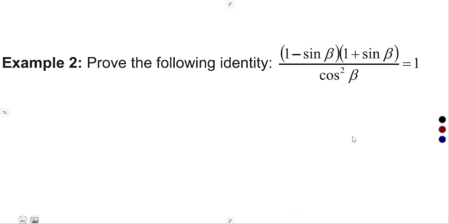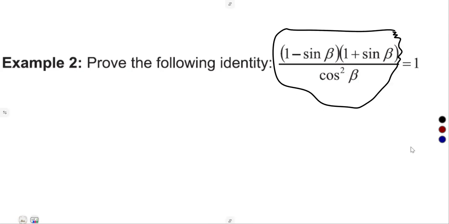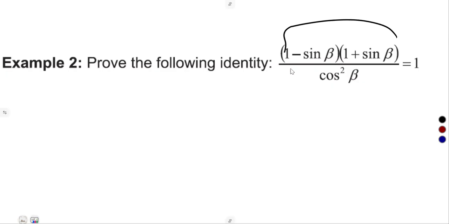Example number 2. Prove the following identity. You see what I'm trying to say? You have already been simplifying, so there's nothing new here. If you were going to simplify the left-hand side, let's say the question was just simplify this, how are you going to simplify? That is the same thing about the proof, guys.